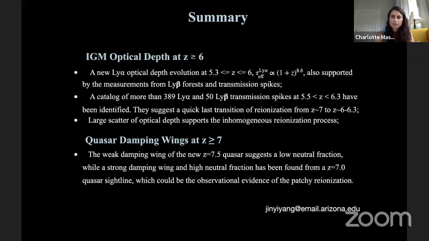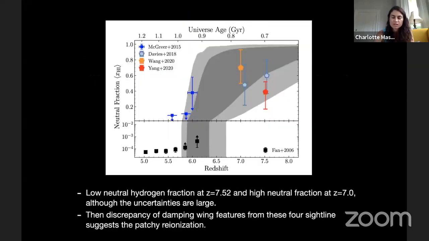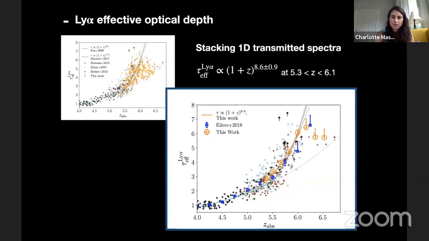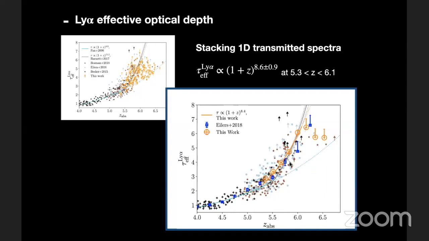A question from Hamza Padmanabhan, who asks, in your effective optical depth plot, is the dotted line an extrapolation from the Fan 2006 results? If so, it seems to indicate a rapid evolution in tau effective. Has the scatter actually decreased with the new sample, comparing the left and right curves? Do you mean the dotted line? Yes, the dotted line is from Fan 2006.